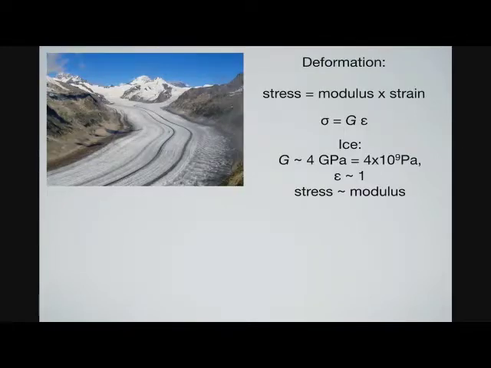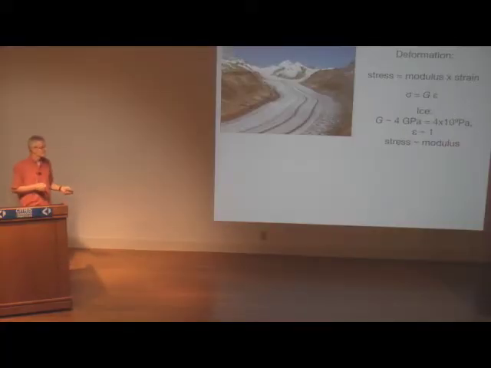So moving on to deformation, stress is modulus times strain, right? Here's Hooke's law. For ice, you can measure this G, this shear modulus, and it's about 4 gigapascal, or 4 times 10 to the 9 Pascal, and let's say strain is 1. It's very clear that the ice flows, right?